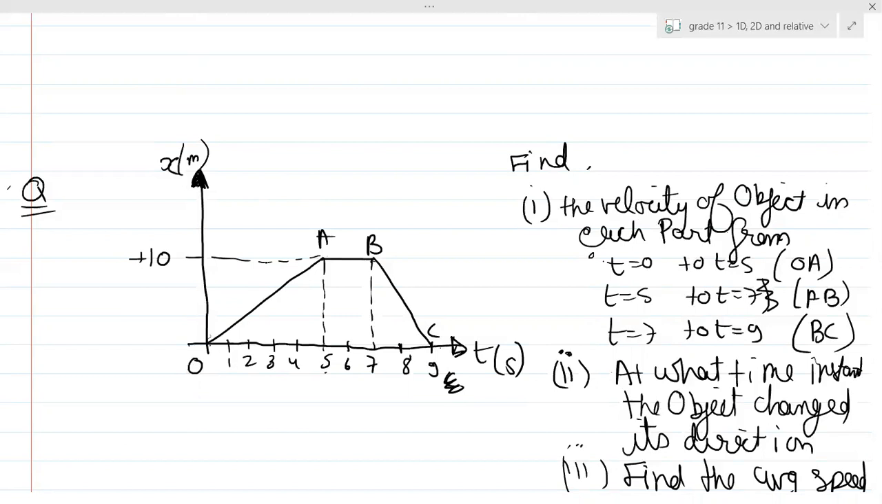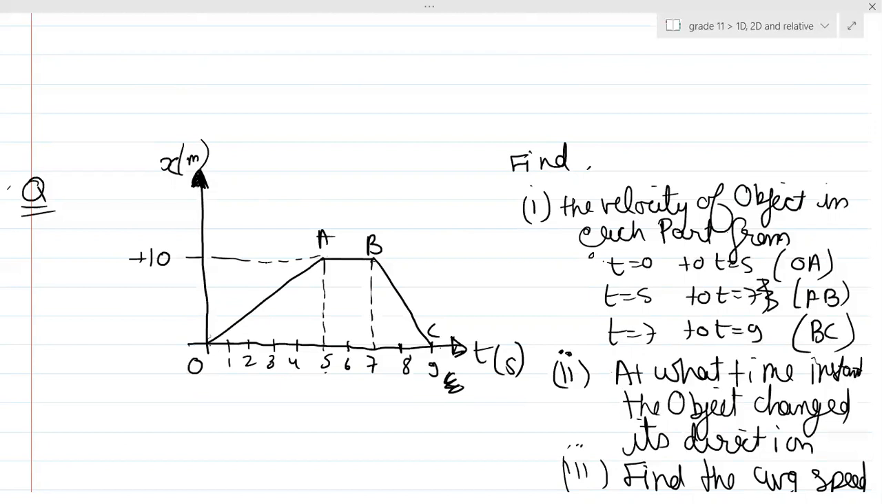Yes, Cyril, can you explain what will be the actual motion of the object? So the object is moving in the positive direction. Perfect. Till what time? It's going in the positive direction till 5 seconds. Till 5 seconds. Where has the object originally started from?